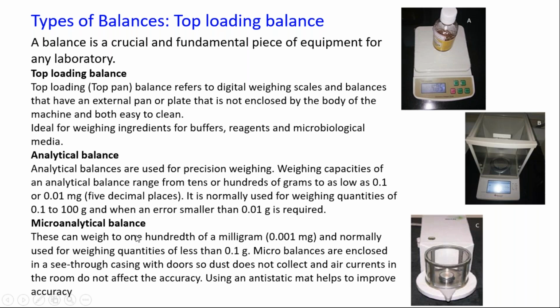When you want to do very high precision work, you use the microanalytical balance, where the precision you see is 0.001 milligram. You can read sometimes even to the fourth decimal place or the fifth decimal place. It is normally used to weigh minute quantities less than 0.1 gram, often to make up standard solutions or PPB solution or a PPM solution. I will be explaining to you what these PPB and PPM solutions are, how to make them.